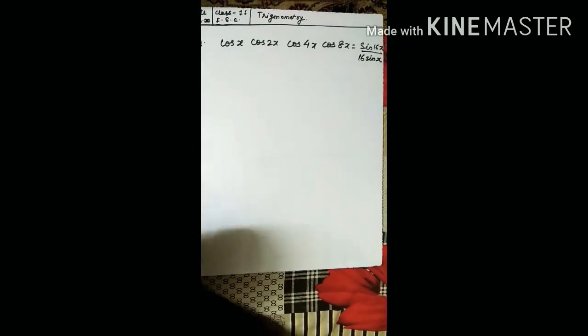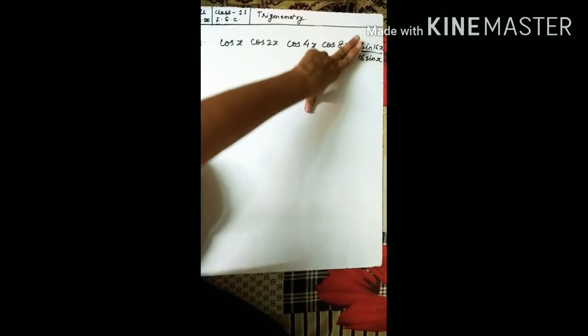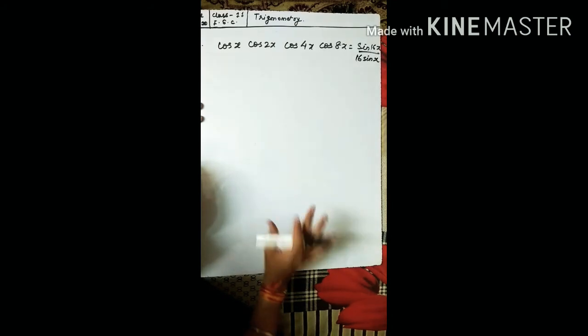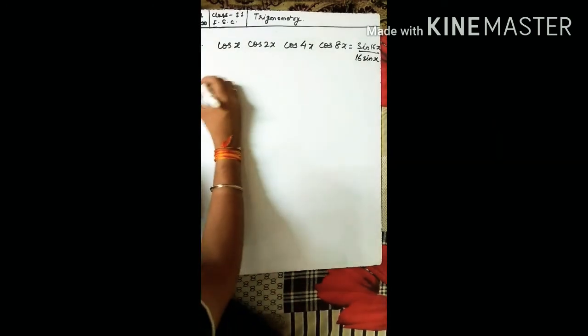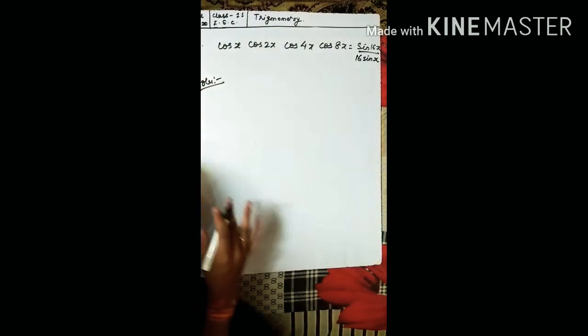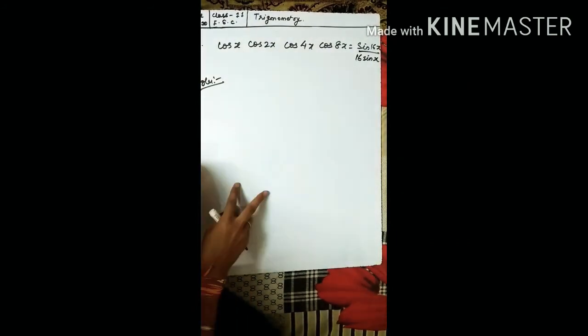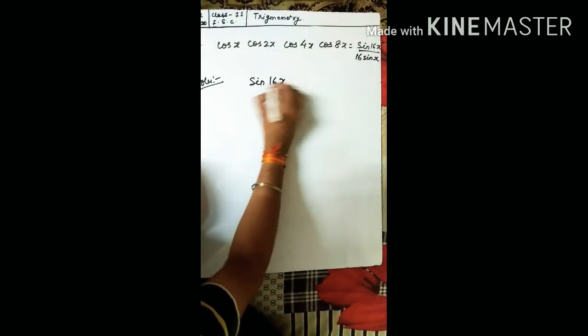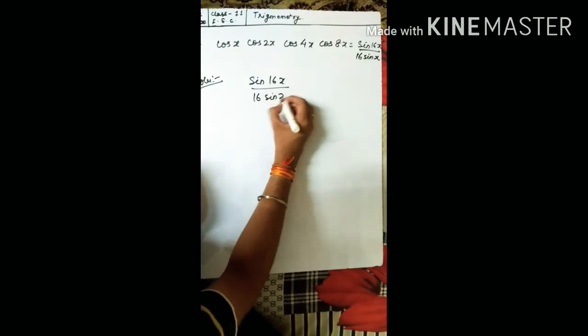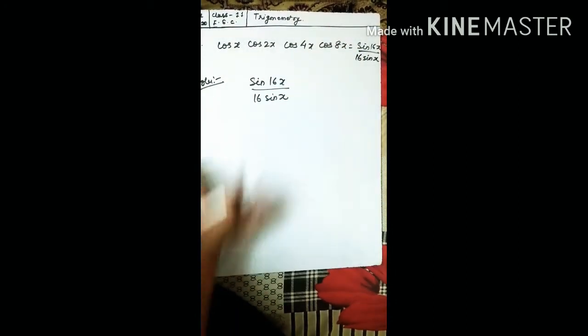Okay, let us see this question. It says cos x, cos 2x, cos 4x, cos 8x is equal to sin 16x upon 16 sin x. It seems somewhat complicated, but this is really not a complicated one. Just try to understand the logic we are going to use and apply it in questions of such kind. I'm not going to take LHS now, I'm going to take RHS first, that is sin 16x upon 16 sin x, and let us prove that this is equal to the LHS.